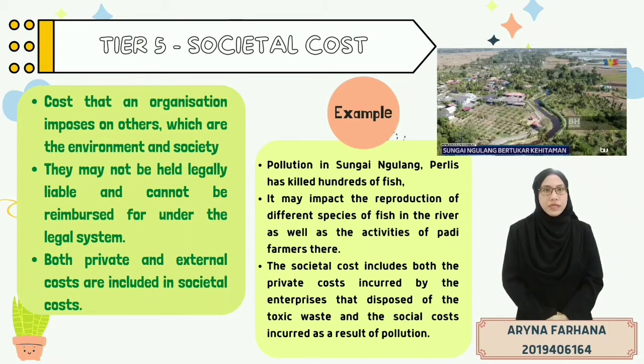So, the first four tiers can be described as private costs, as these are environmental costs that directly affect the profit of the organization or are costs for which the organization can be held legally accountable. So next, I will pass to the next presenter.